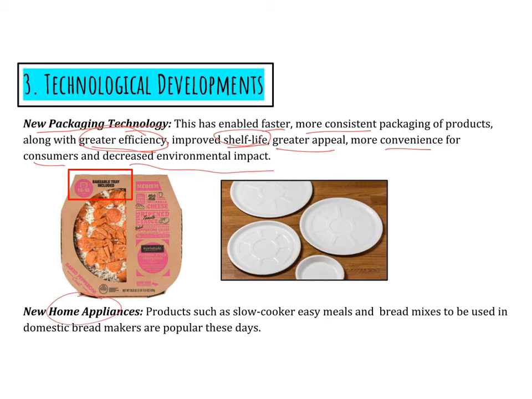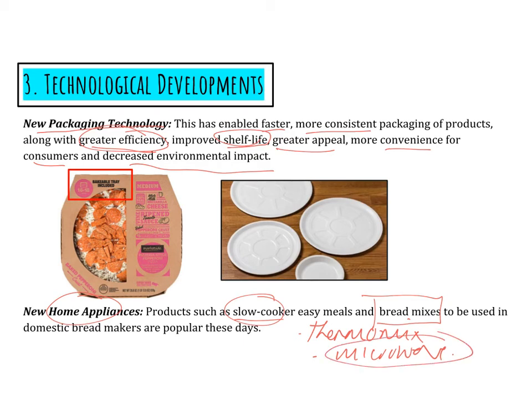Furthermore, new home appliances have also led to new products being released. Products like a slow cooker, or even a Thermomix, or even simply a microwave, have led to the development of different food products. Slow cooker sauce sachets have been released. Bread makers have led to the development of bread mixes. Microwavable products have been produced due to the innovation of the home appliance of the microwave.